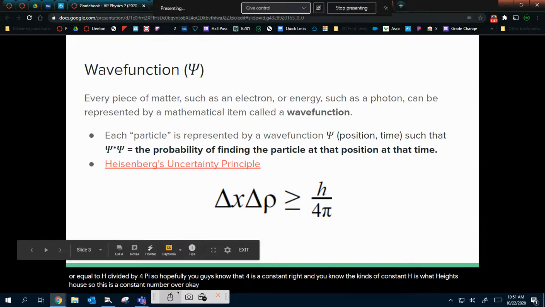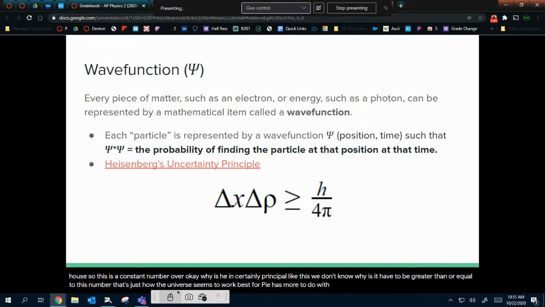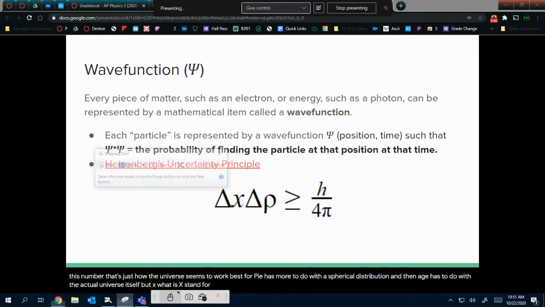Why is the uncertainty principle like this? We don't know. Why does it have to be greater than or equal to this number? That's just how the universe seems to work. Because 4 pi has more to do with a spherical distribution, and then h has to do with the actual universe itself. But what does x stand for?